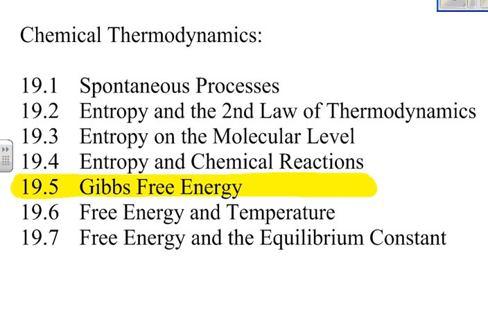We learned how to apply entropy and the entropy change of the universe to predict spontaneity of processes. What we're going to do now is try to find a more convenient way to look at the spontaneity of reactions by invoking a thermodynamic quantity called Gibbs free energy.